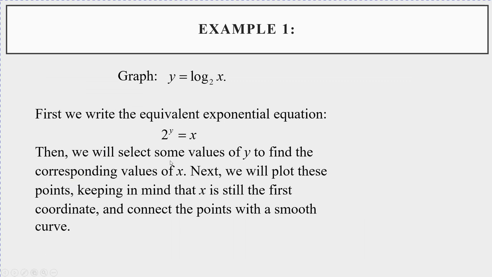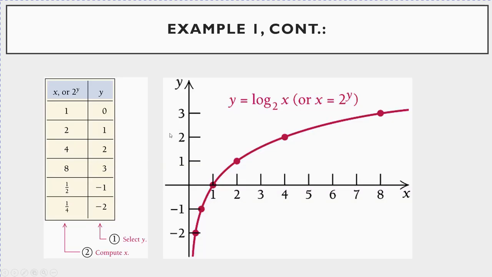So going back, we plug in values of y and get x. I'm going to pick values of y: 0, 1, 2, 3, negative 1, negative 2. When I plug them in, 2 raised to that power gives x, and you see that x is never negative. When you plot these ordered pairs, 1, 0; 2, 1; 4, 2; 8, 3; and so on; 1 half, negative 1; 1 fourth, negative 2, this is what the graph looks like.